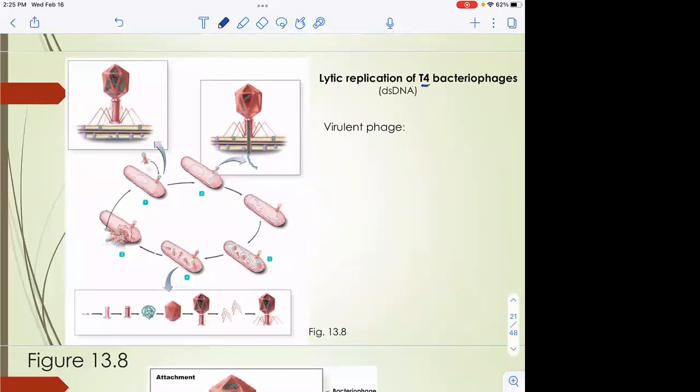So let's use as an example this T4 bacteriophage. This is a double-stranded DNA virus that only infects E. coli. Where do you find bacteriophages? Anywhere you find bacteria, so they're pretty much everywhere. We consider this a virulent phage, and that just means that it will only do lytic replication.